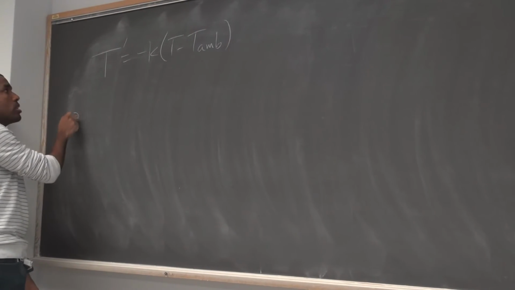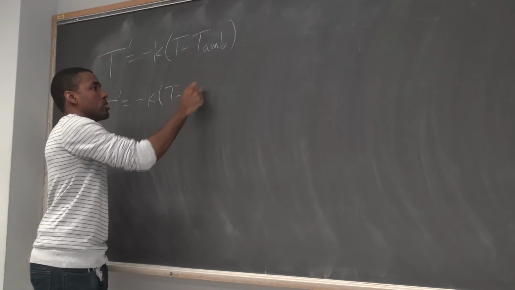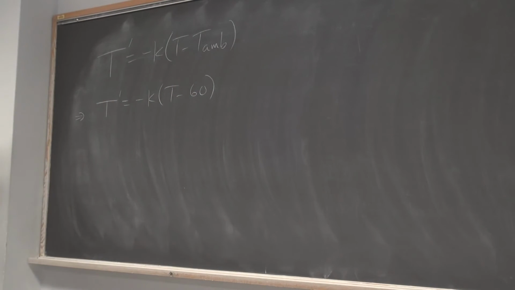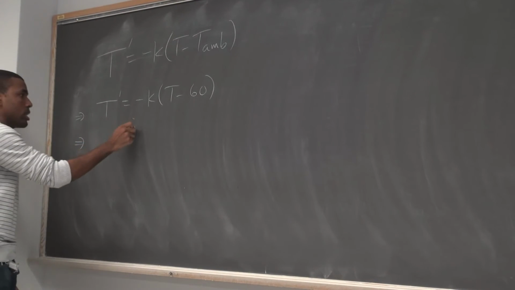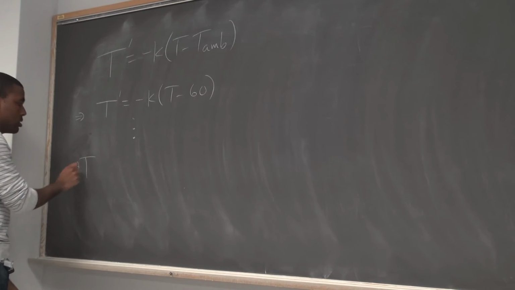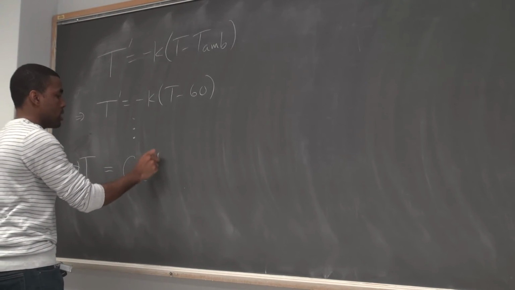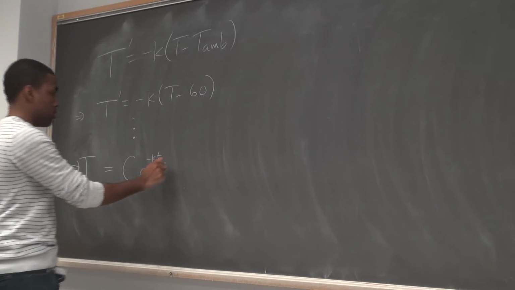What do we know so far? The only thing we know so far is this. We have some initial conditions we'll plug in at a later point. Then we're going to go through this whole thing of solving it. We already showed how we were going to solve this, and we're going to get T equals Ce to the minus kt plus 60.